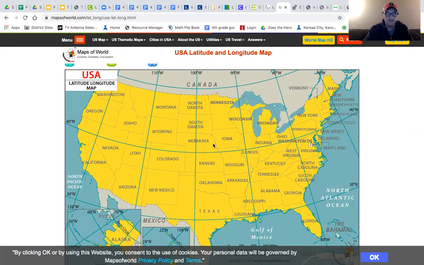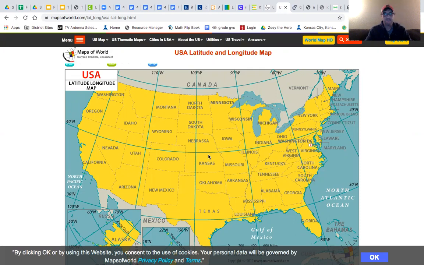Here's Nebraska, where I'm from. Here's Illinois, where my little brother and his wife live, and my little niece. And here's Massachusetts, where my other niece and her husband live. And here's Nebraska, where my mom and dad and my older brother live. And here's Kansas, where we all live, right?